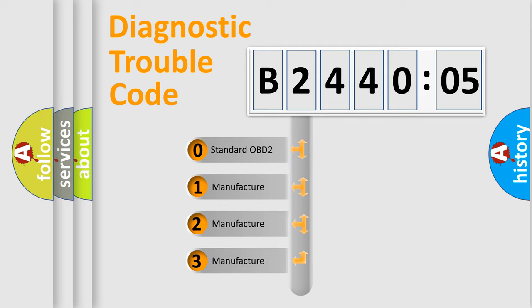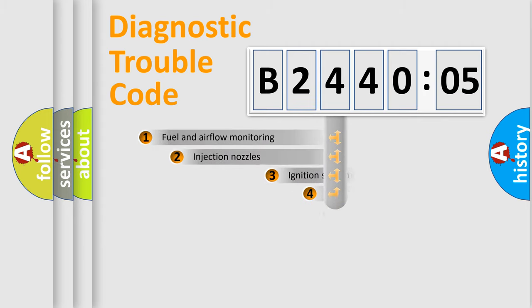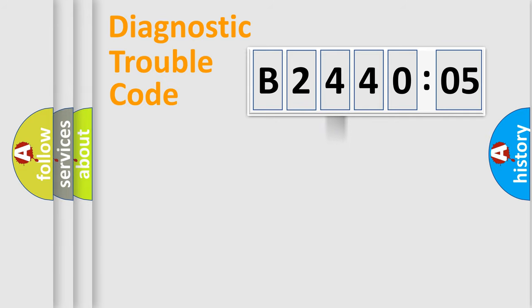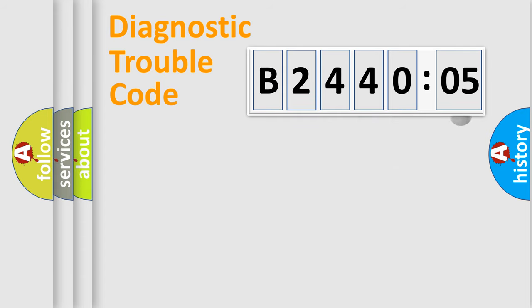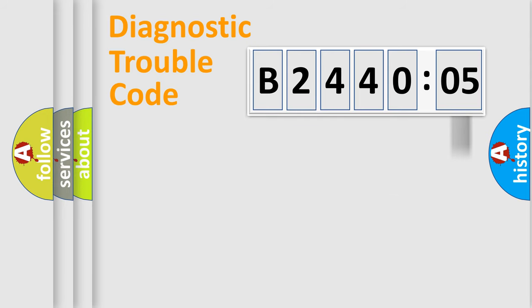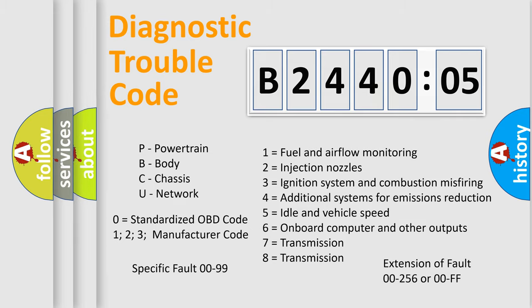If the second character is expressed as zero, it is a standardized error. In the case of the numbers 1, 2, 3, it is a more prestigious expression of a car-specific error. The third character specifies a subset of errors. The distribution shown is valid only for the standardized DTC code. Only the last two characters define the specific fault of the group. The add-on to the error code serves to specify the status in more detail, for example, a short to the ground. Let's not forget that such a division is valid only if the second character of the code is expressed by the number zero.